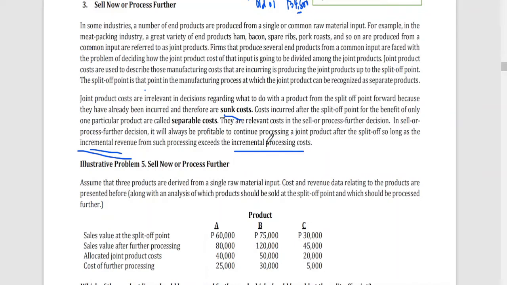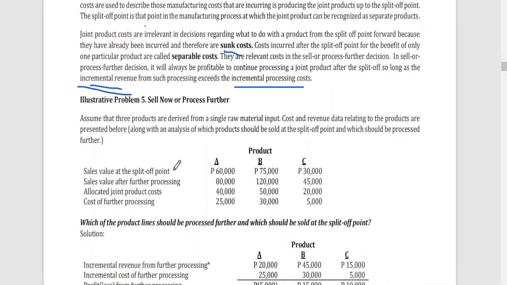Again, advisable nga i-process further kung ang additional nga kita that you will earn when you sell it after processing is greater than the related processing costs. So here we have the illustration. There are 3 products from a single raw material input. So here are the cost and revenue data.